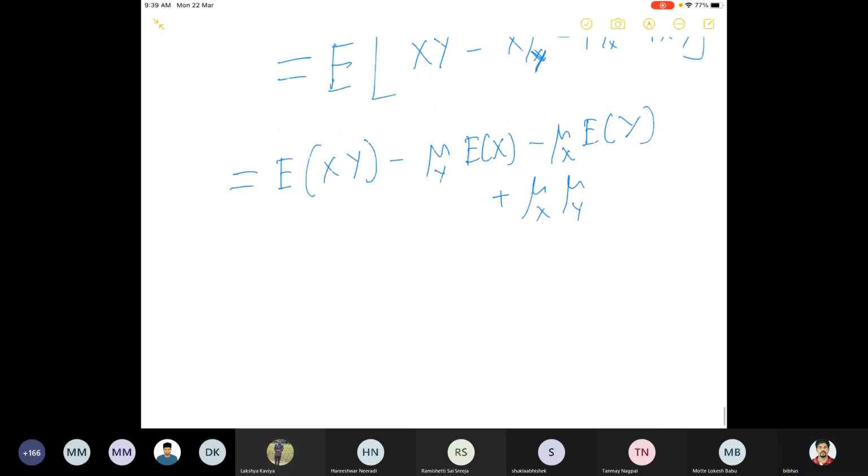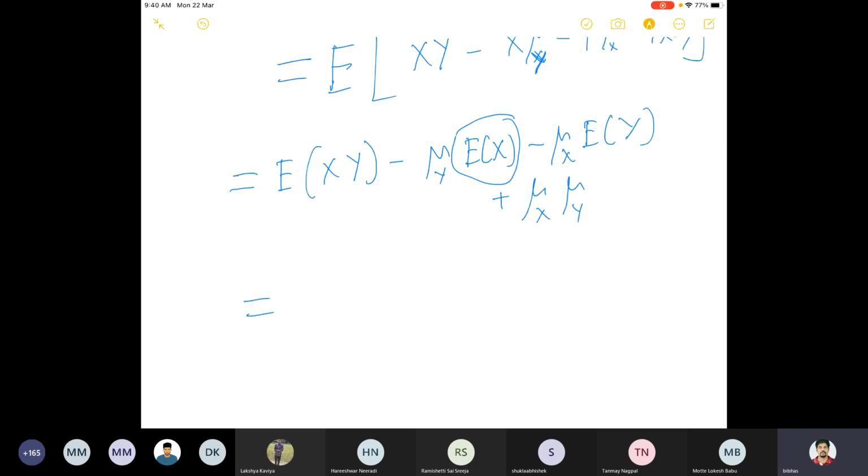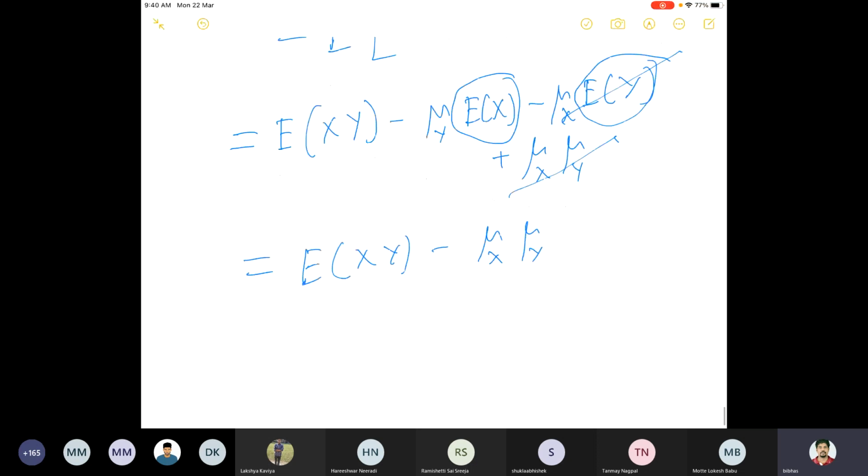So then this will be equal to, yes, this will get cancelled. E of x is again mu x, this is again mu x, and this is again mu y. So this and this get cancelled. So you have e of xy minus mu x mu y, because e of x is nothing but mu x. We introduced the notation earlier. This you can also say is mu 1,1 dash minus mu x mu y. So this is what is called the covariance.